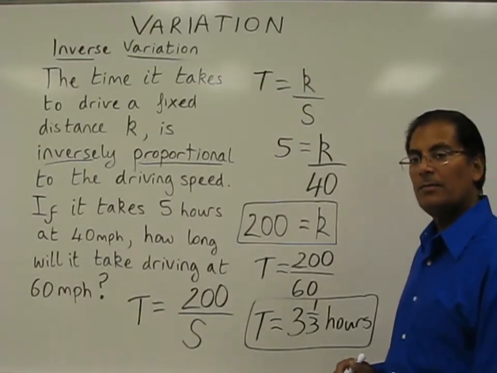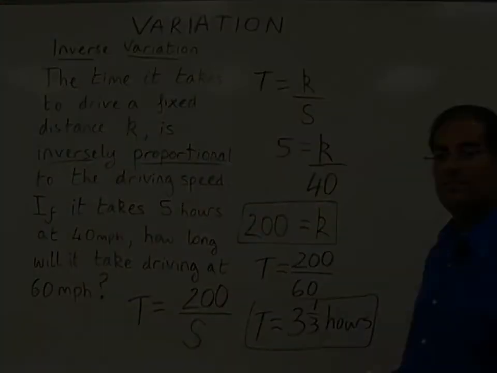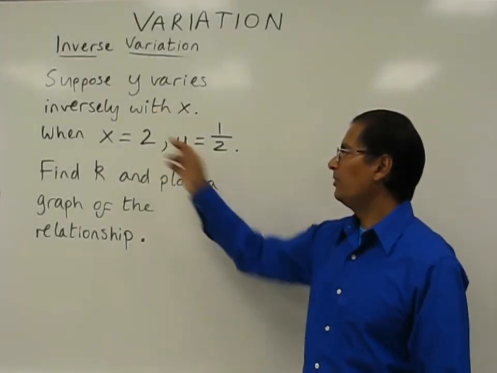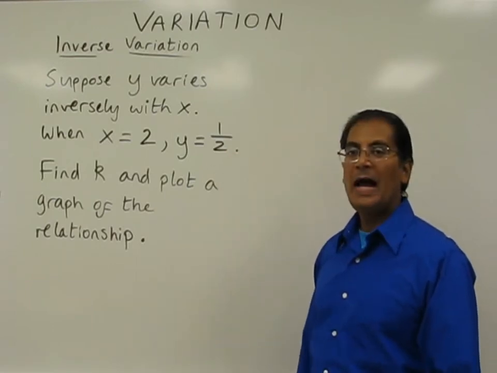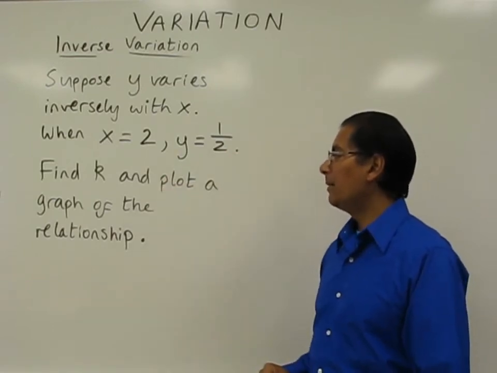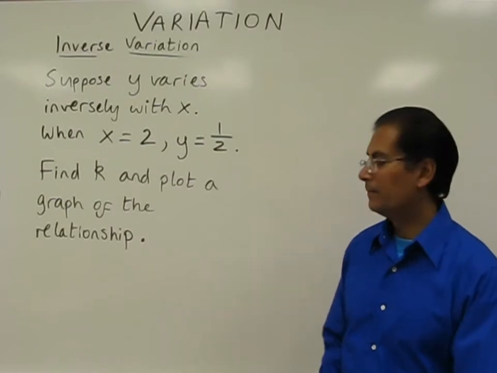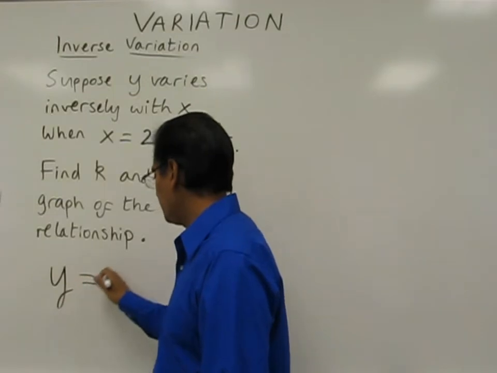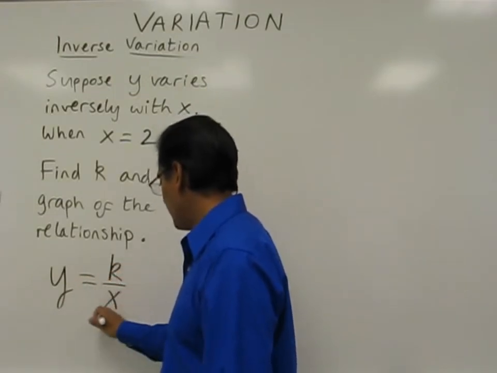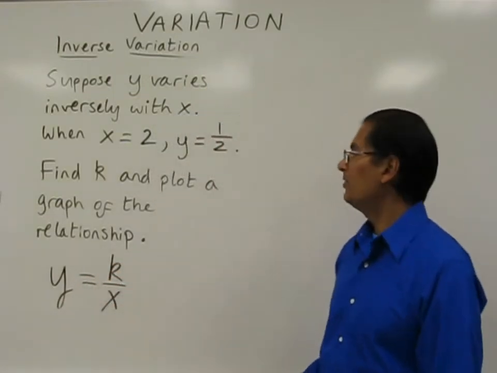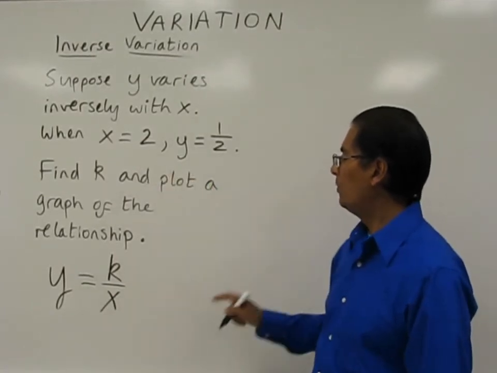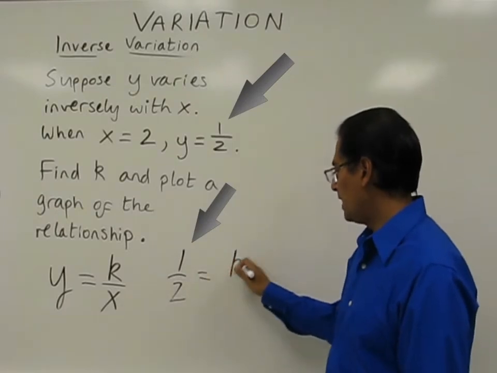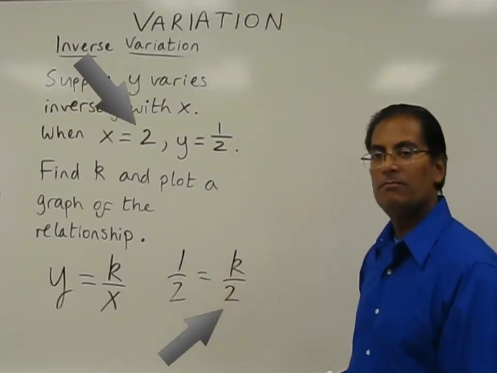Let's take another example of inverse variation. Suppose y varies inversely with x. When x equals 2, y is equal to a half. Find k and plot a graph of the relationship. We have an inverse relationship, so we know y is equal to k over x. Now it says when x is 2, y is a half. So we have 1/2 equals k over 2.